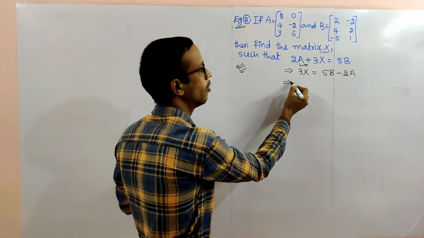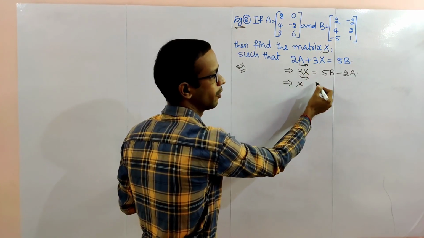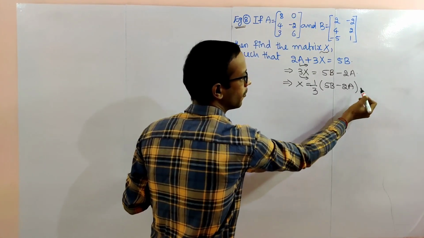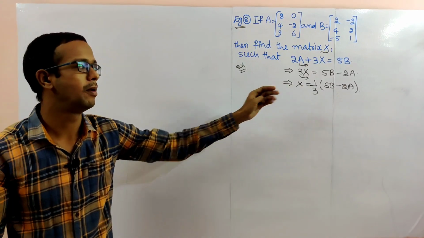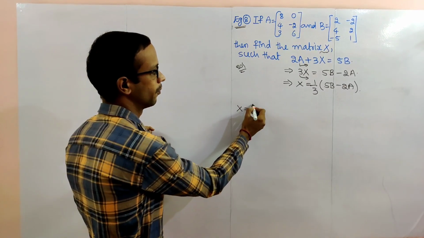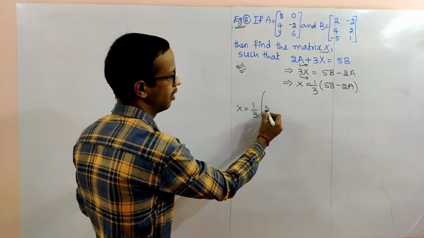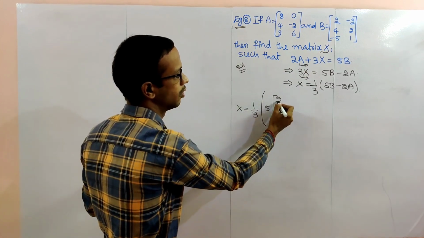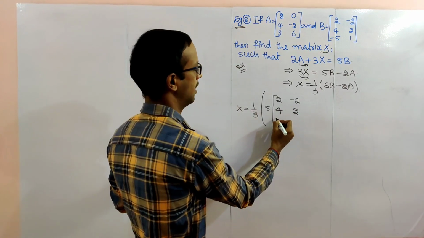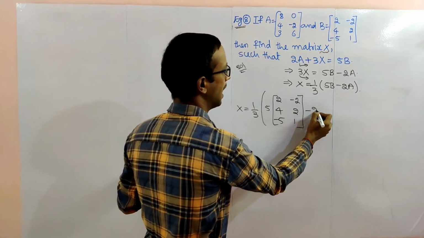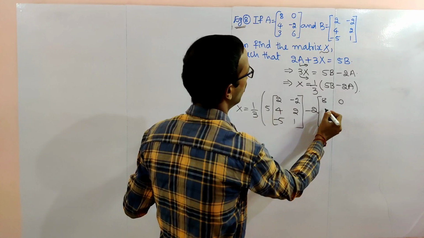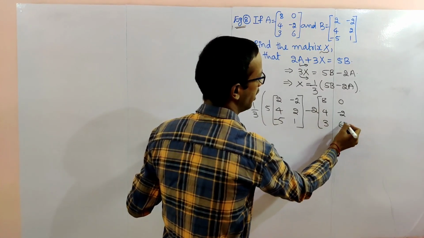So now X is equal to how much you will get? This 3, if you send to the right side, 1 by 3 into 5b minus 2a you will get. 1 by 3 into 5b minus 2a. Substitute b value, a value and simplify. So X is equal to 1 by 3 in bracket 5 into b. What is the b matrix? 2, minus 2, 4, 2, minus 5 and 1. Minus 2 into A matrix. What is the matrix A? 8, 0, 4, minus 2, 3, 6.